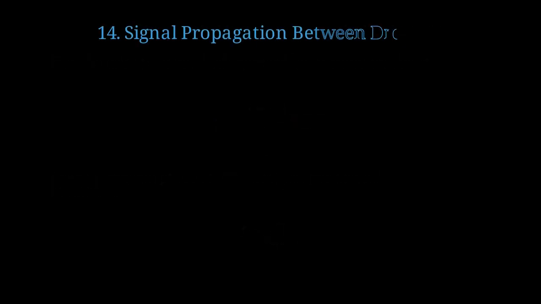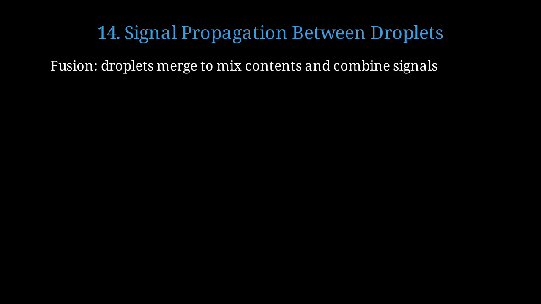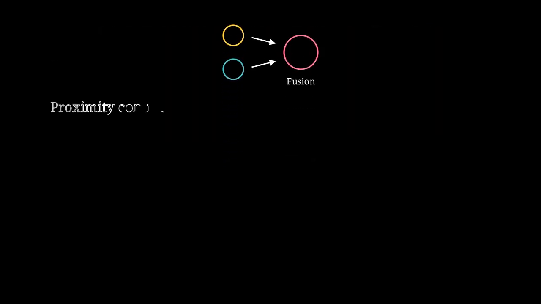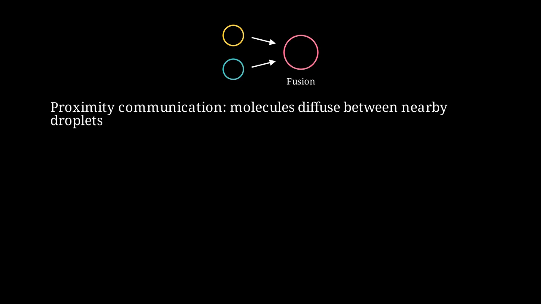How do droplets communicate to form computational networks? Droplet fusion allows 2 droplets to merge, mixing their chemical contents and combining computational signals. Droplet fission splits one droplet into multiple daughter droplets, distributing signals to parallel pathways. 2 input droplets approach and fuse into a single, larger droplet containing the combined chemical signals. Droplets can also communicate by proximity, where small molecules diffuse through the separating medium between nearby droplets.